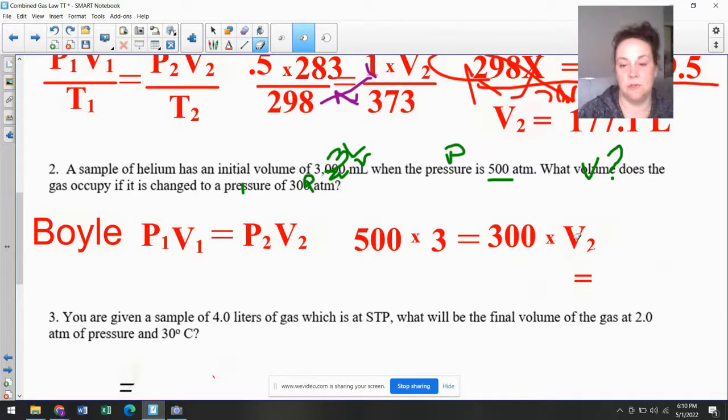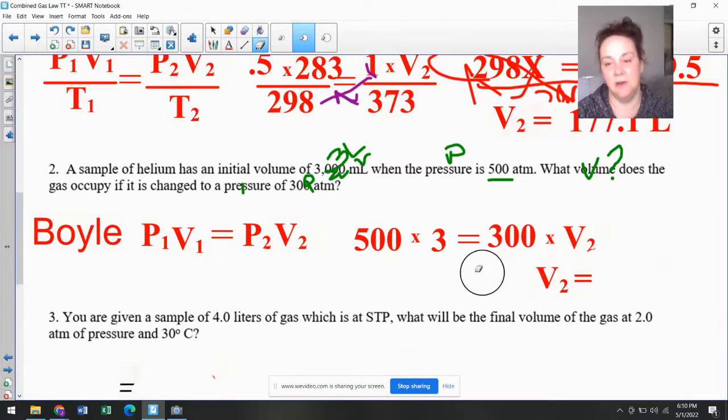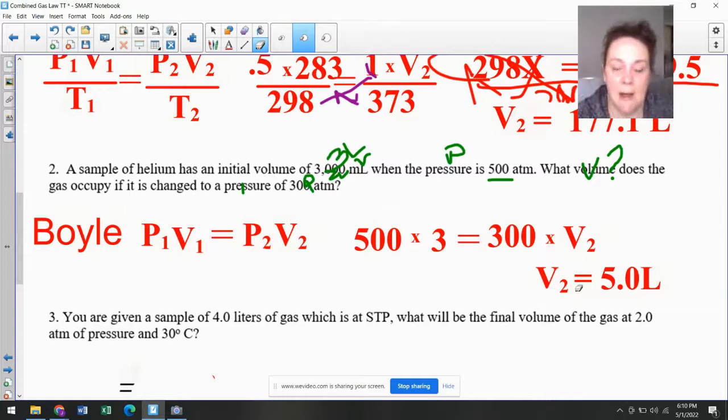And so the first thing we're going to do is take 500 times 3 and get ourselves 1,500. And then in order to solve for that, we do 1,500 divided by 300. And so V2 is going to get us 5 liters. So again, you can use any 3 of the variables. Like for this one down here, oh, we have an STP.